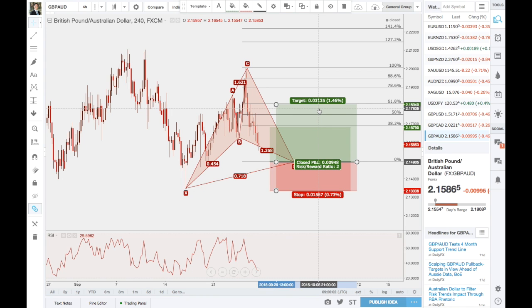So that's it for this week's video, in terms of these 3 currencies that I'd like to share with you. What you can do is to keep an eye on this for next week as well.